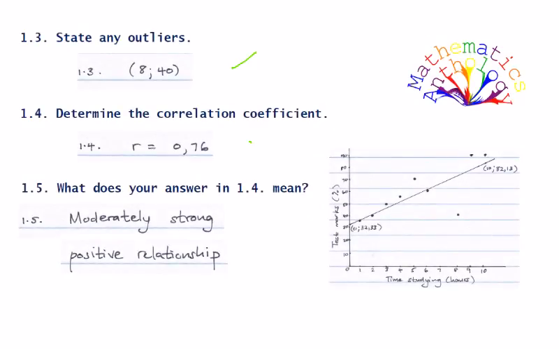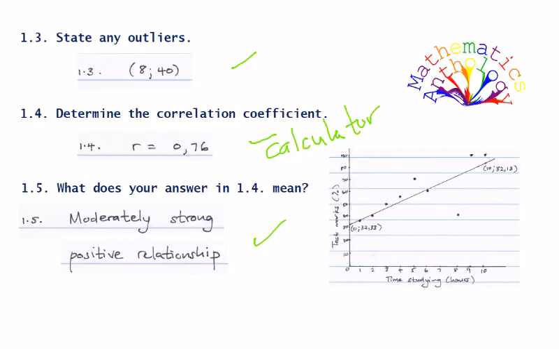1.3 now, state any outliers. My answer here is 8 and 40. If you look at your scatter plot, which I have here on the right, an outlier is a point that doesn't really follow the trend of the other points that are plotted. So the one that's here on the graph that's not really following the trend is 8 and 40.